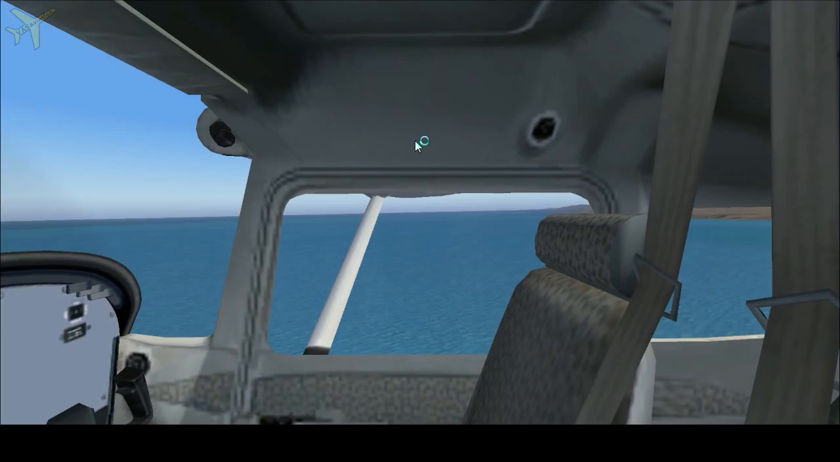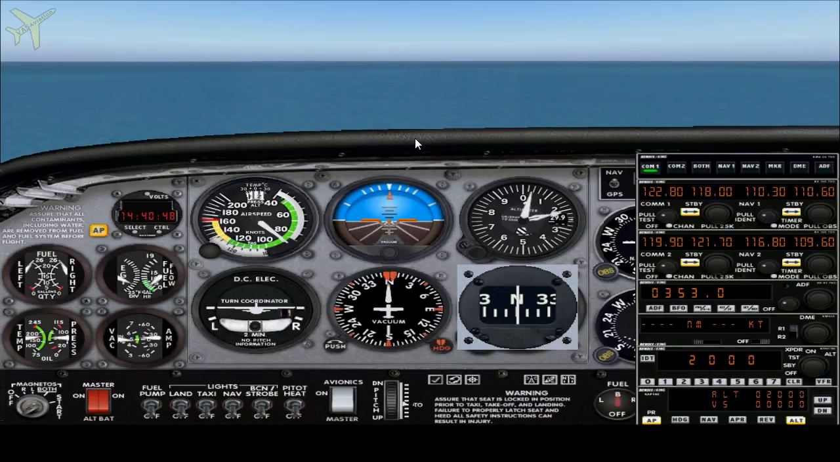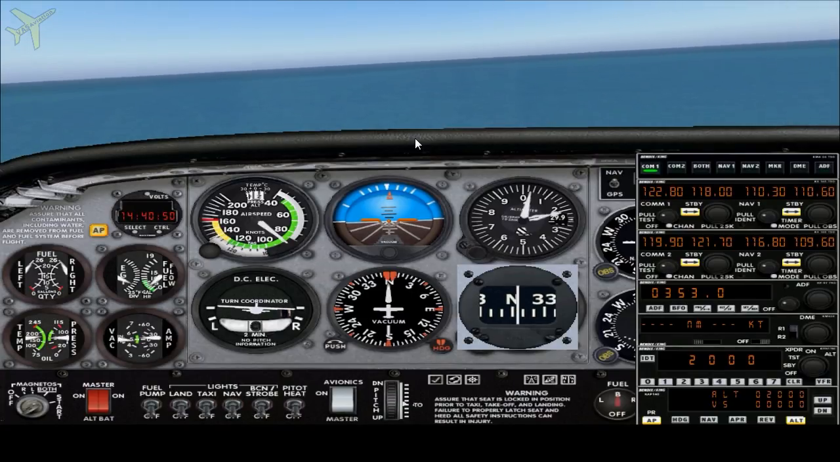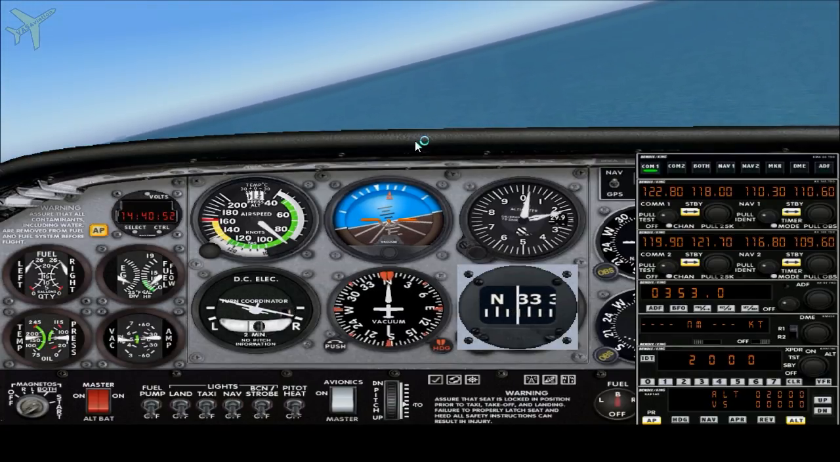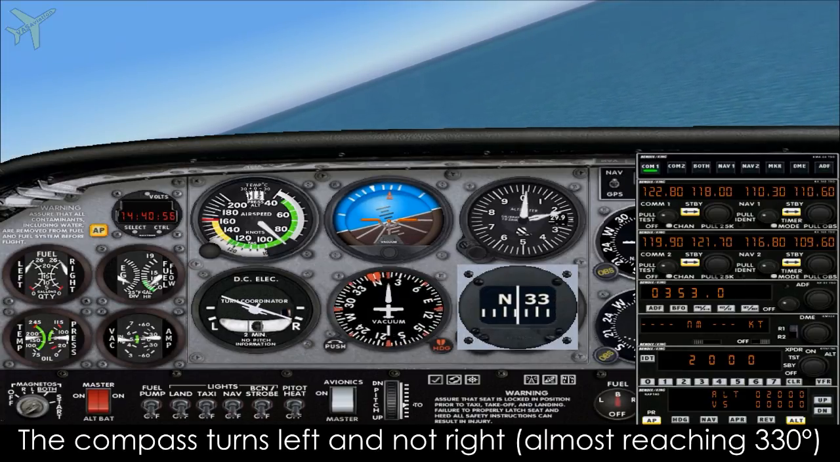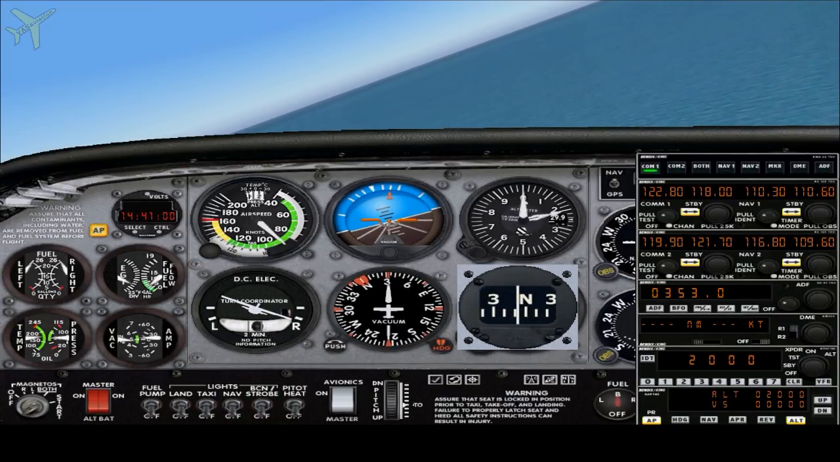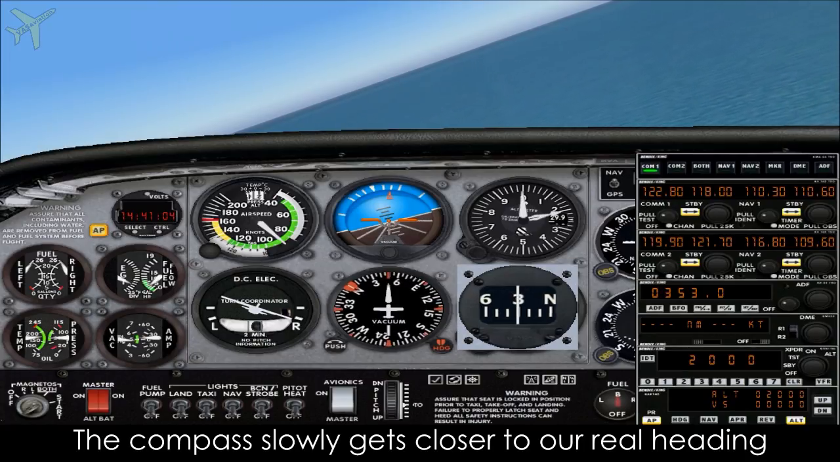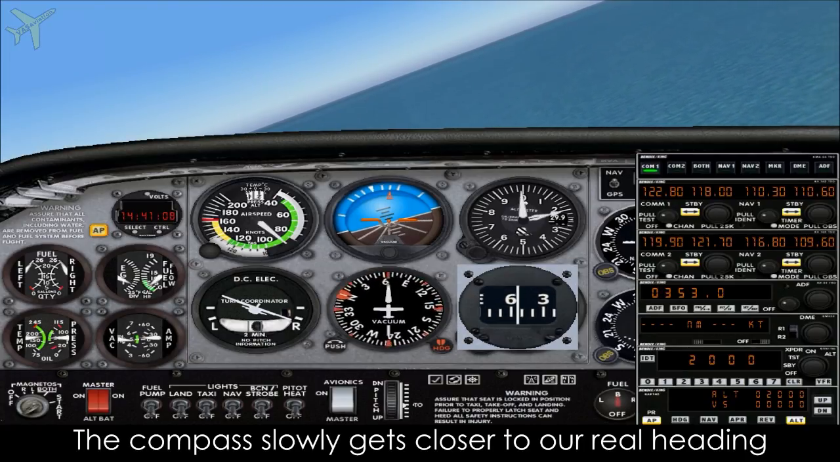Imagine we're flying heading 360, heading north, and initiate a turn to the right. The compass will immediately indicate a turn to the opposite direction as if we were turning left. As we continue turning right to the east, the compass will progressively reach a real heading so that the error is 0 at the time we face east.